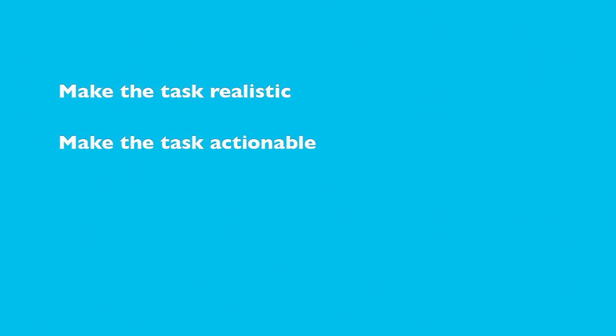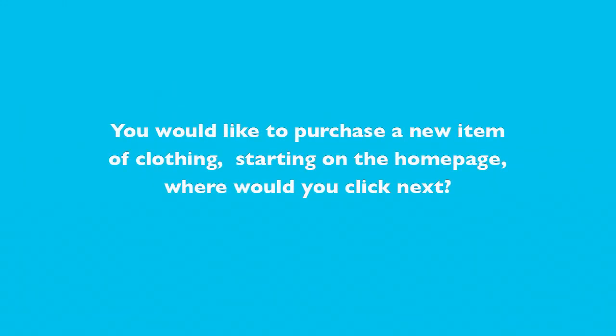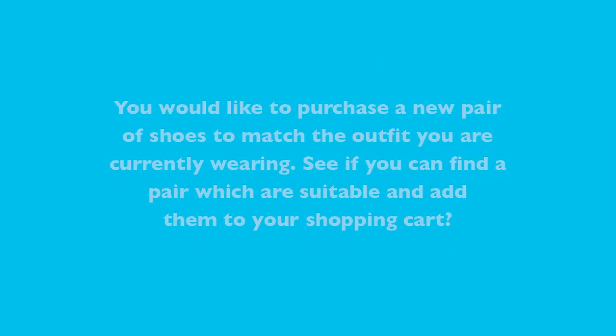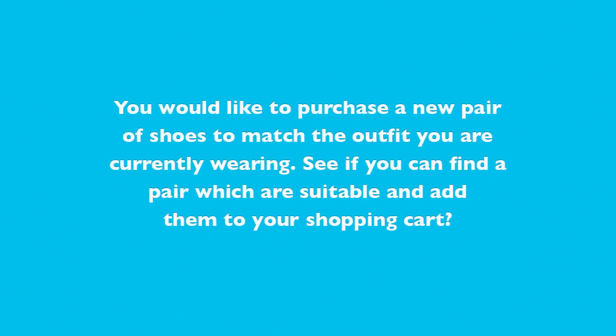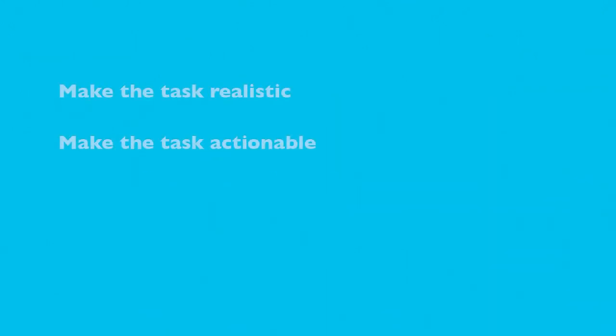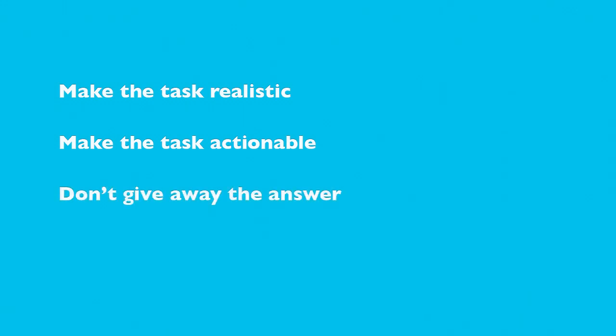For example, on an e-commerce website where the goal is to find an item of clothing and the colours available, a poorly written task would ask, "You would like to purchase a new item of clothing. Starting on the homepage, where would you click next?" A better written task would ask, "You would like to purchase a new pair of shoes to match the outfit you are currently wearing. See if you can find a pair which are suitable and add them to your shopping cart."